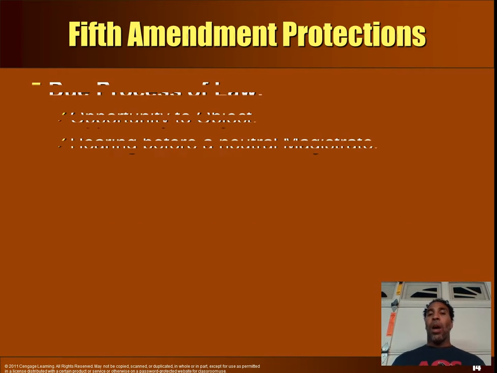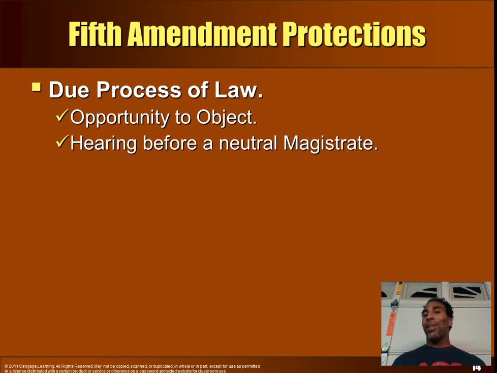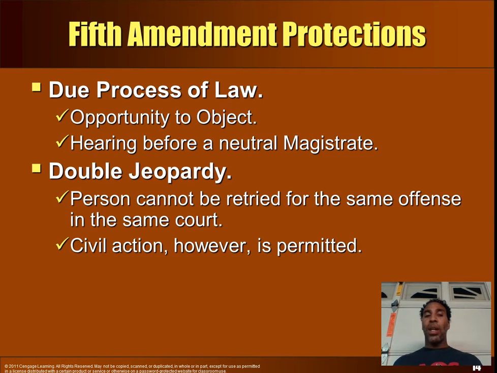All right. Fifth Amendment protection, so you have due process of the law. Everybody here in the United States is entitled to due process. You have the opportunity to object, a hearing before a neutral magistrate. Well, like a neutral judge, not somebody who hates your guts and is going to convict you no matter what, and instruct the jury to do so.